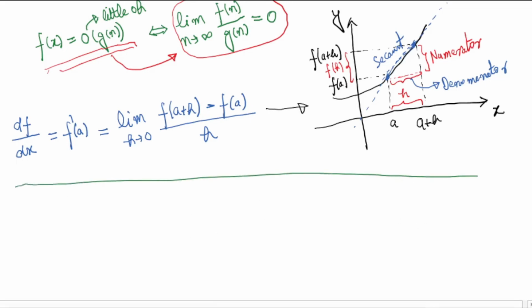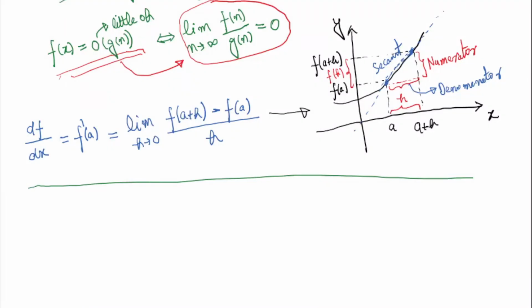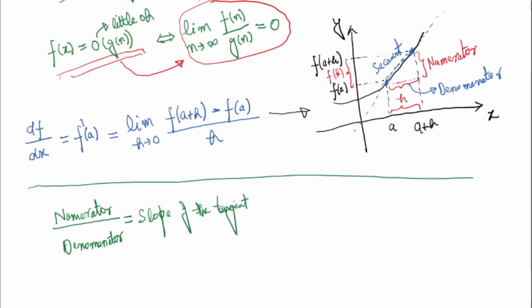If the numerator is divided by the denominator and the denominator goes to 0, then we will get the slope of the tangent. If we divide the numerator by the denominator, we get the slope of the tangent. And why are we saying that? Let's see.